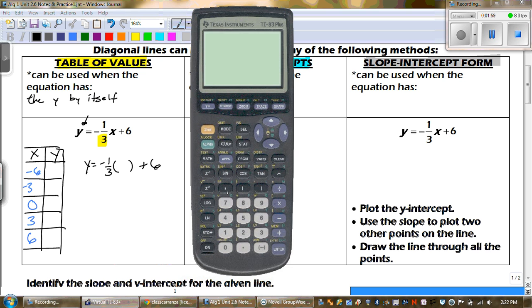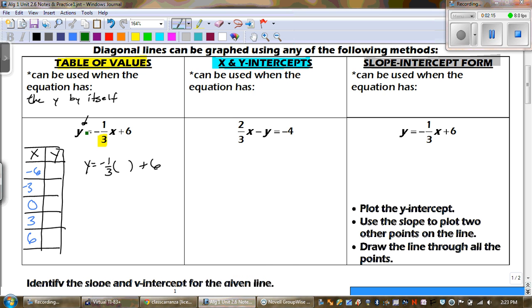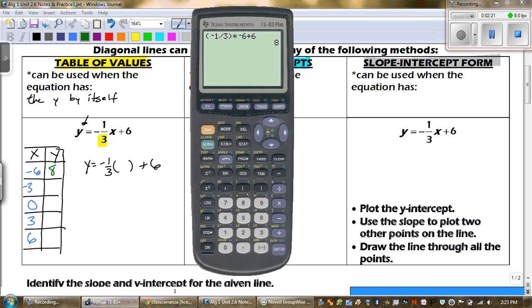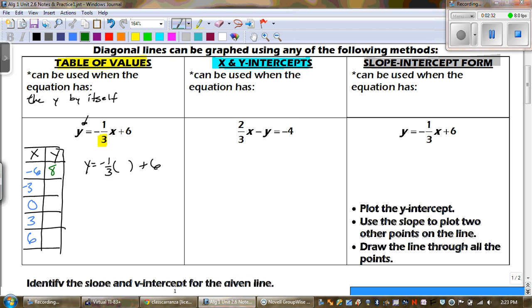So if I was trying to find out what the first one was, in my calculator, I have to put the fractions in parentheses, so negative 1/3 times negative 6 plus 6. And what do I get? I get positive 8. And then I would do it for the next point. I would do the exact same thing with negative 1/3 times negative 3 plus 6. And I get positive 7.